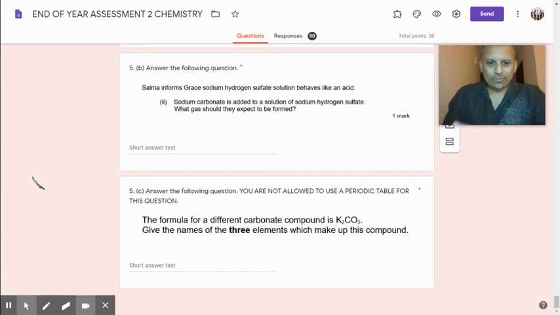And final question: the formula for a different carbonate compound is K2CO3. That is actually potassium carbonate. The three elements that make up that compound are potassium, carbon, and oxygen. And that takes us to the end of our second assessment review.